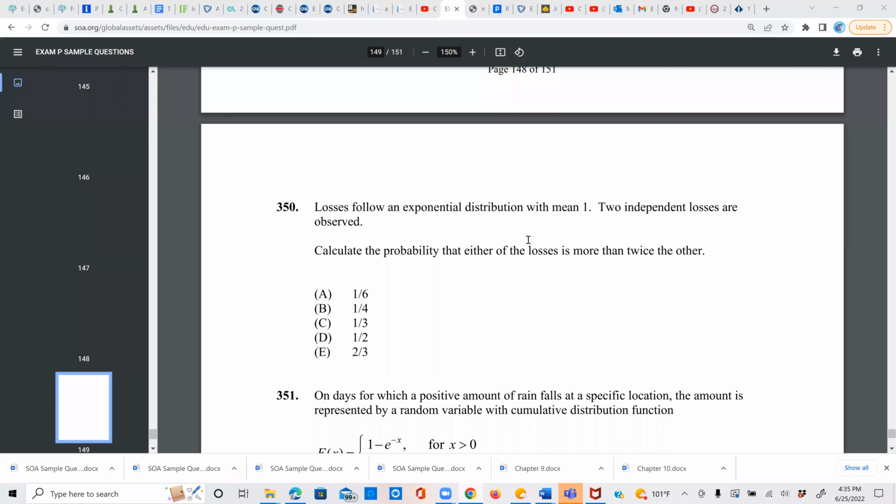Losses follow exponential distribution with mean 1. Two independent losses are observed. Calculate probability either of these losses is more than twice the other.